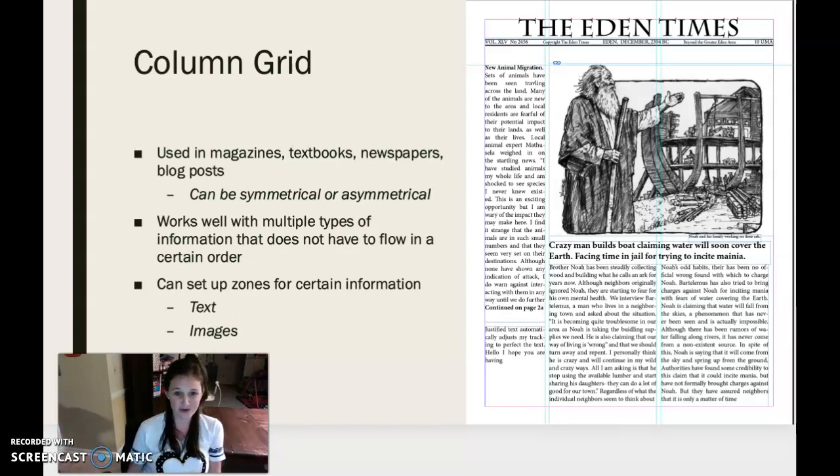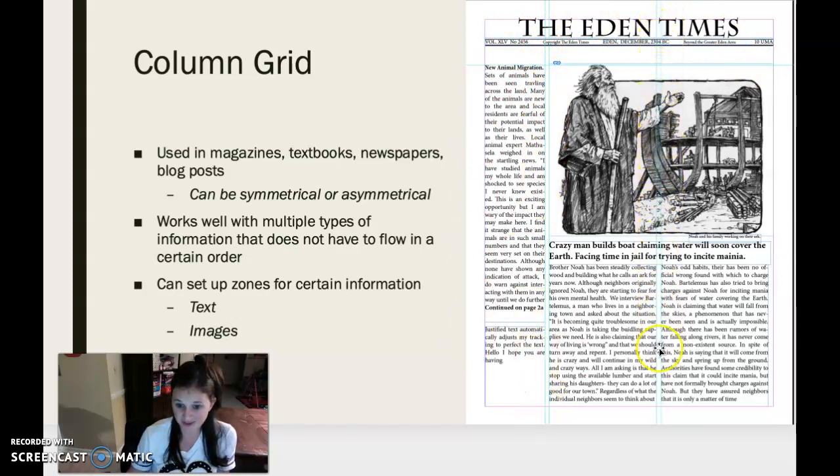On the portal, whenever we have our topics, most of your teachers are using column grids. So you have multiple types of things in different areas. And you can set up zones for certain type of information. So all the text can go in one area, images in the other. So this newspaper is an example of it. You'll notice I have these guides that have these little gutters in between.